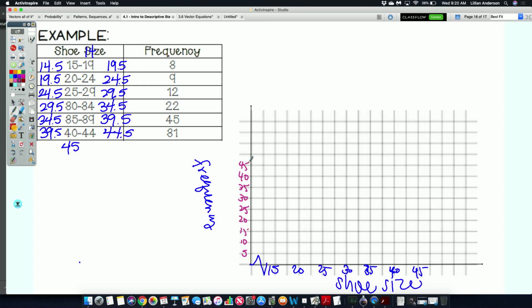So now when I create my bar, the lower limit of the first class is going to be at 14.5. So that's going to be before 15, and then it's going to end at 19.5. So in other words, right before 20.